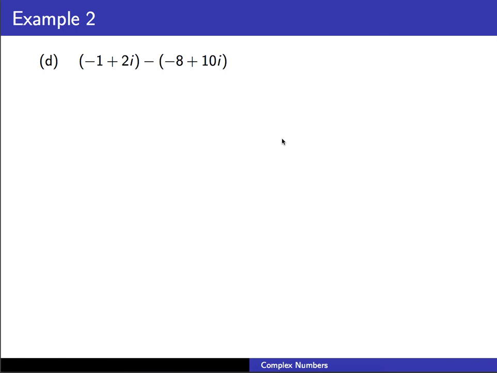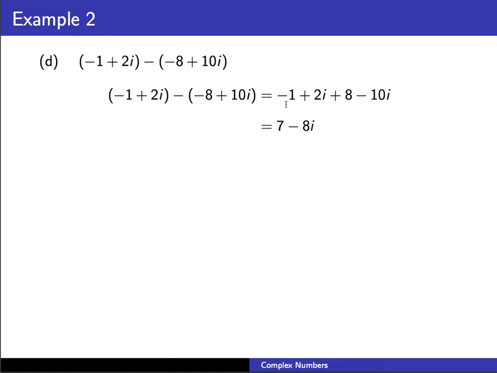Example 2d, we have negative 1 plus 2i, and we're going to subtract negative 8 plus 10i. So we're going to start by distributing this negative to the negative 8 and to the 10i, and we'll bring down the negative 1 plus 2i. And then when we distribute our negative through, we get 8 and then minus 10i. So combining like terms, negative 1 plus 8 is 7. 2i minus 10i is negative 8i. And our answer for example 2, part D, is 7 minus 8i.